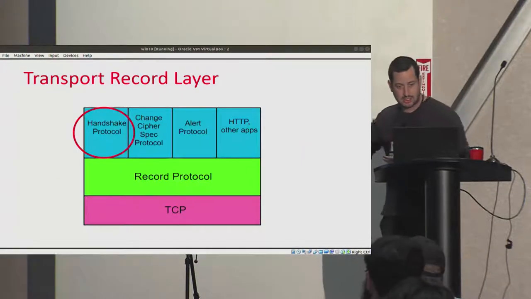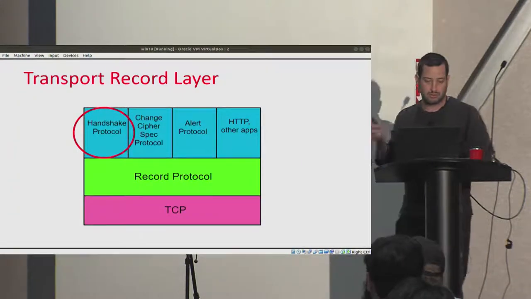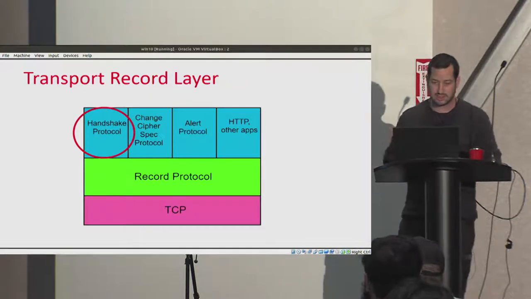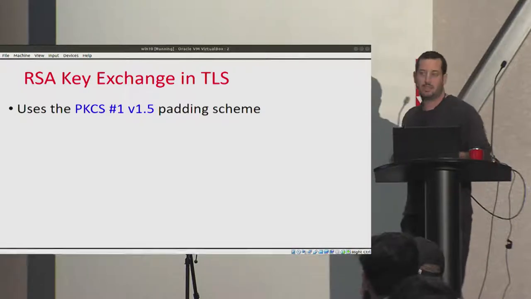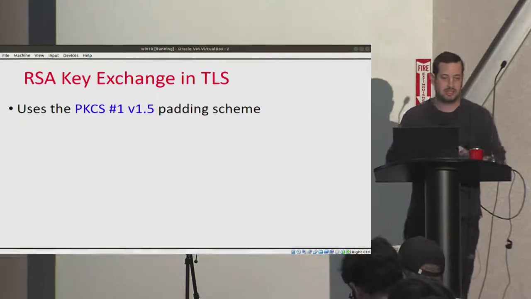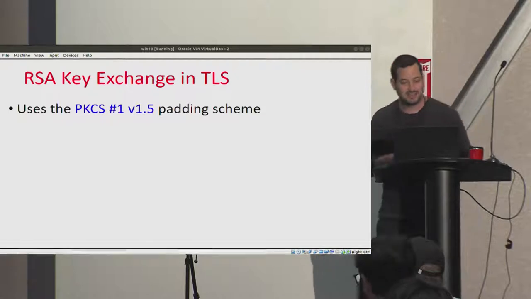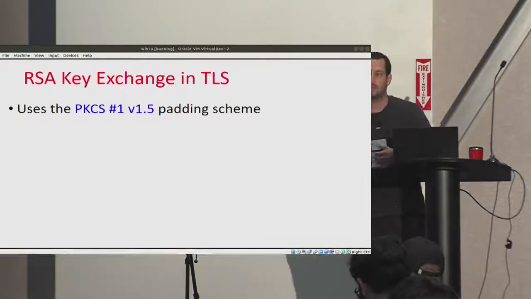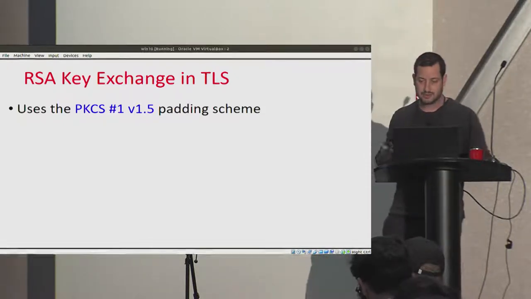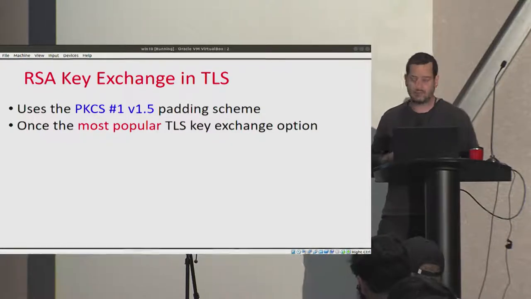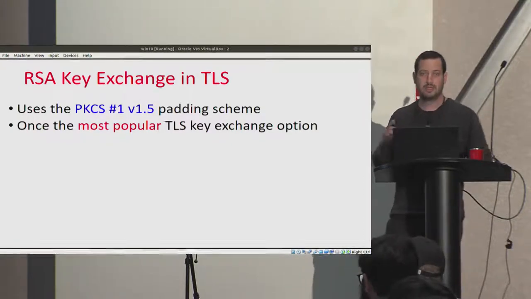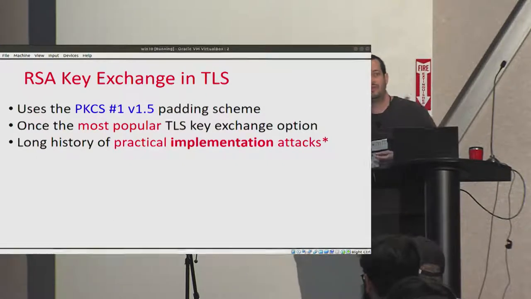These are the layers of TLS, and we're going to talk about the handshake protocol, which is circled, and specifically about RSA key exchange in TLS. RSA key exchange uses the infamous PKCS number one version 1.5 padding scheme that we're going to hear a lot about in the rest of the talk. It was once the most popular TLS key exchange option, used by almost 100% of TLS connections. However, it has a very, very long history of practical implemented attacks.